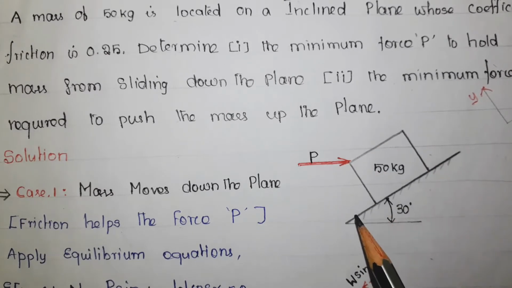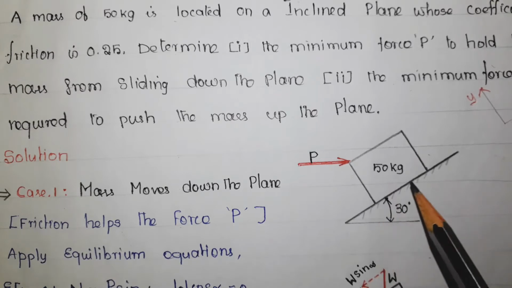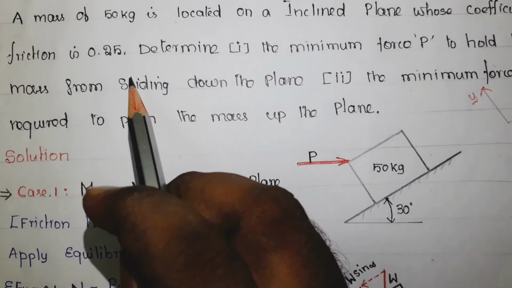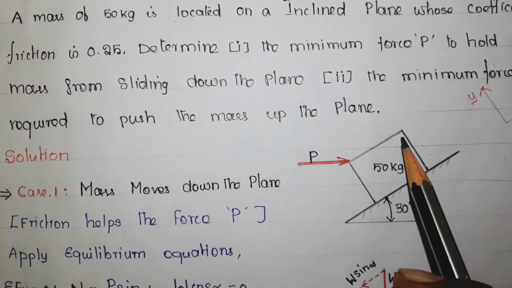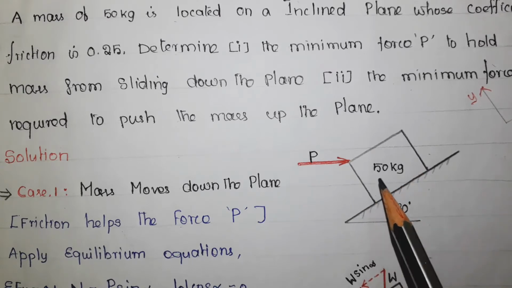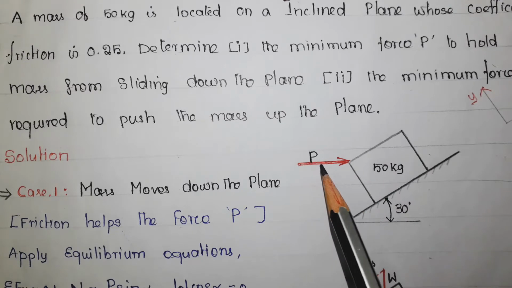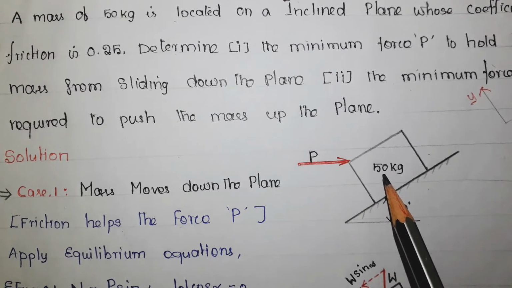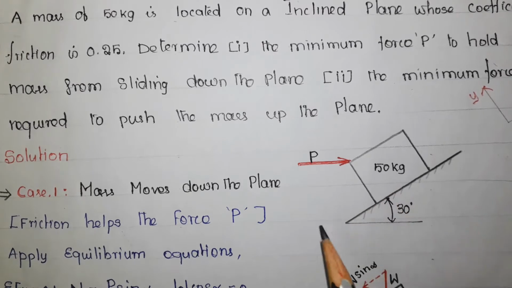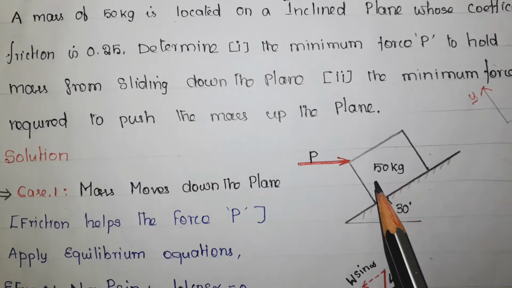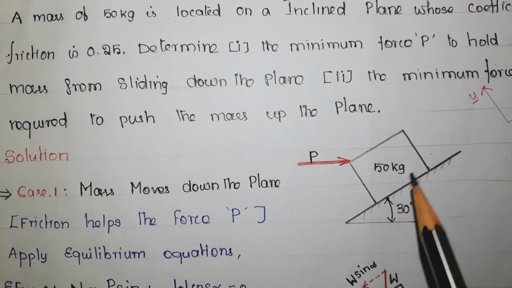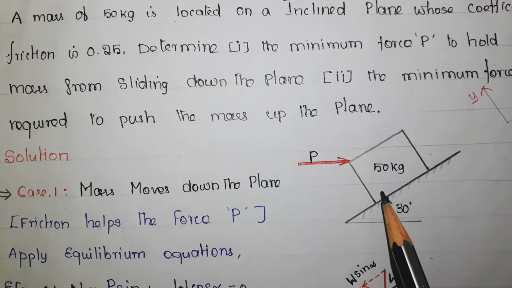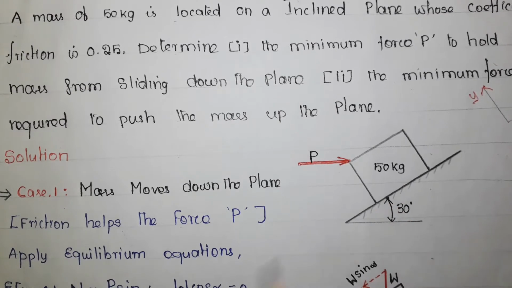There is a mass of 50 kg which is kept on an inclined plane, and this inclined plane has the coefficient of friction as 0.25. Now in the first condition, this mass tries to move down, or slide down. So what is the minimum force needed to stop that motion? In the second condition, the same mass, but I want to push the mass up. Now what is the minimum force needed to move the mass up the plane? Though it looks similar, there are some differences that we will see in this problem in detail.